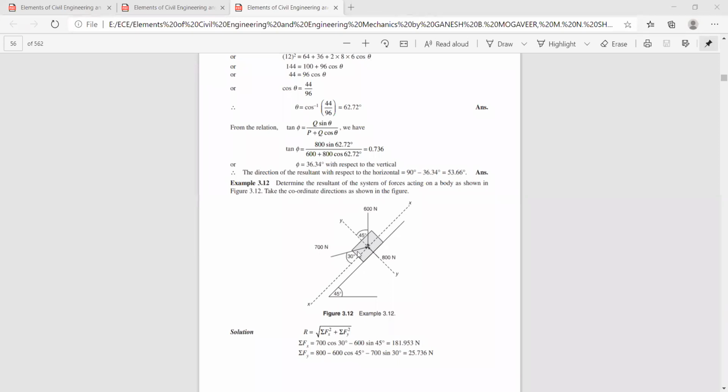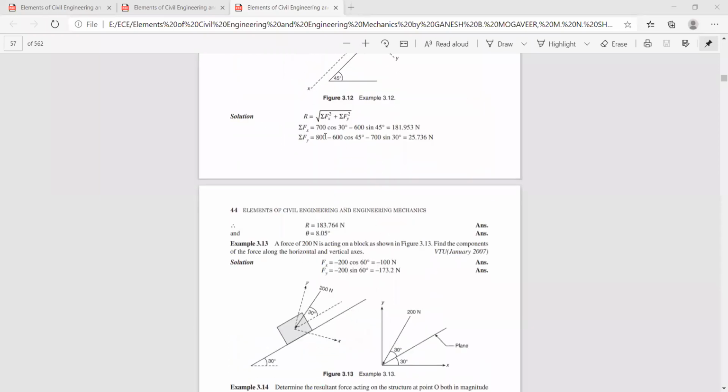Next, if you consider this force, its vertical component is 700 sin 30. On simplification, we get the value of sigma F of y as 25.736 Newton. Once you get F of x and F of y, you can find the resultant. R is equal to the square root of sigma F of x squared plus sigma F of y squared, which is 183.764 Newton, and theta is tan inverse of sigma F of y by sigma F of x, which works out to be 8.05 degrees. So this is the method by which you can resolve the forces acting on a block resting on an inclined plane.